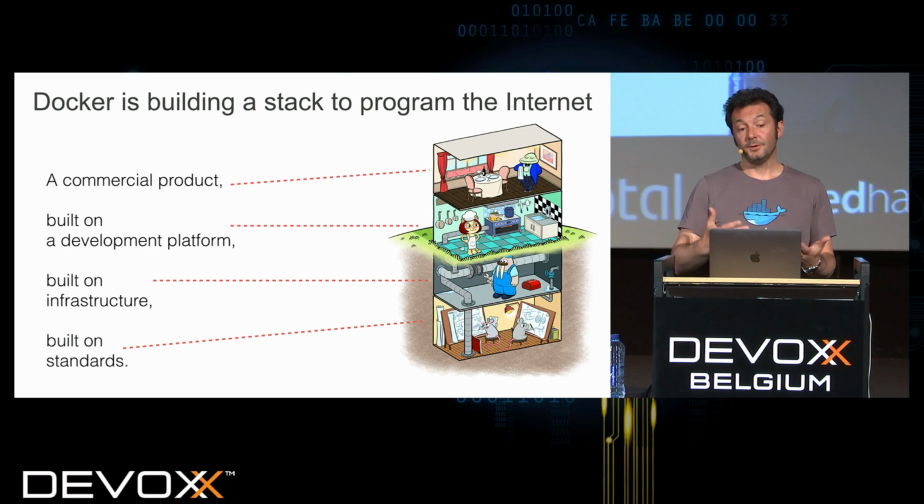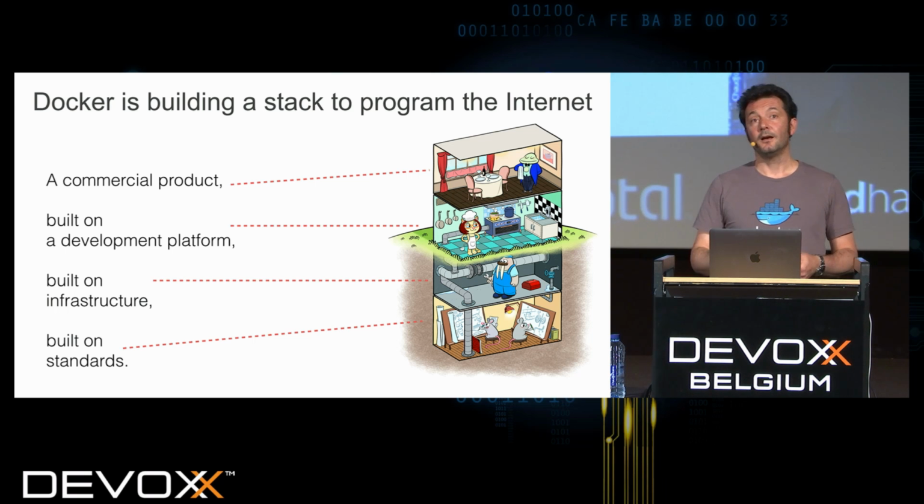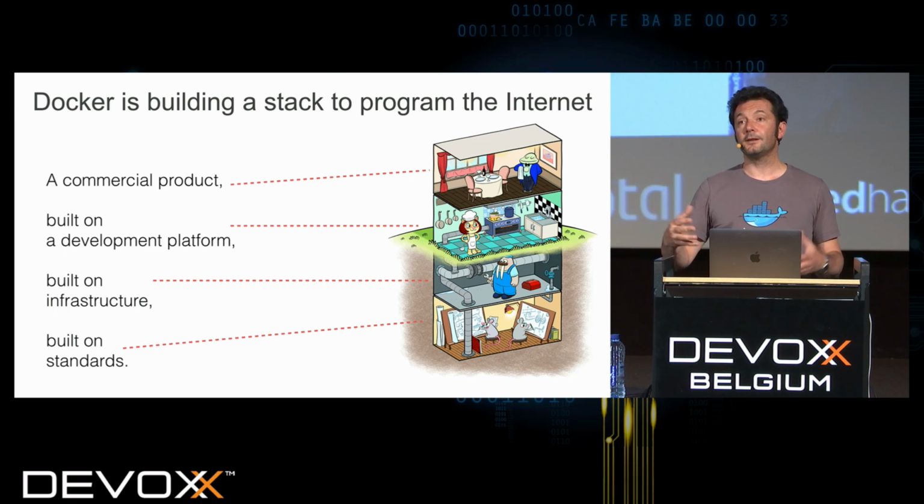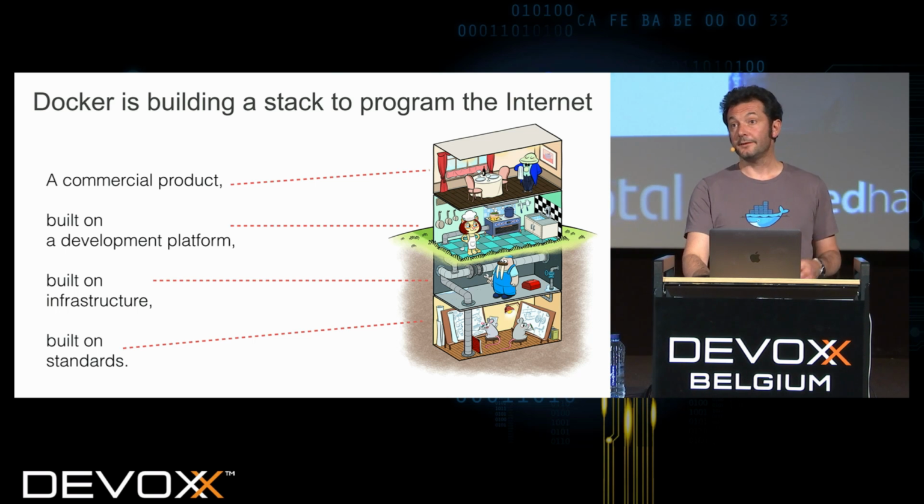Then on top of that, we built a development platform. So that's Docker. And on top of Docker, we build commercial products. So we have Docker Trusted Registry and Docker Universal Control Plane, the two former products that are called Docker Datacenter, and that's what we are selling to enterprises to manage what we call a container as a service delivery chain.